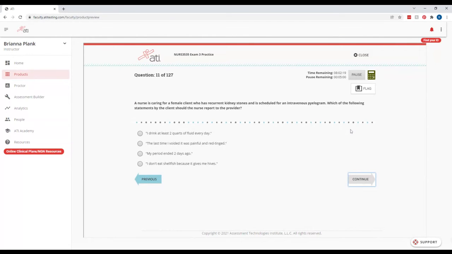Okay, so we have recurrent kidney stones. They're going to have an IV pyelogram. Which of the following statements by the client should the nurse report to the provider? Okay, so which one of these is showing us an unexpected finding or something that we think is concerning?